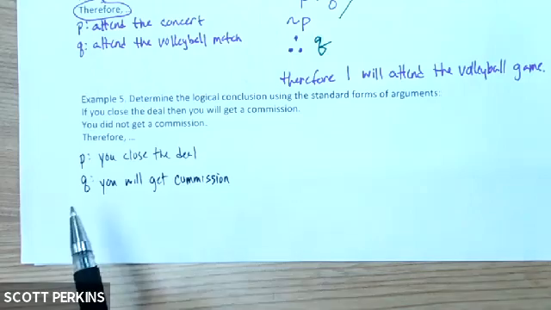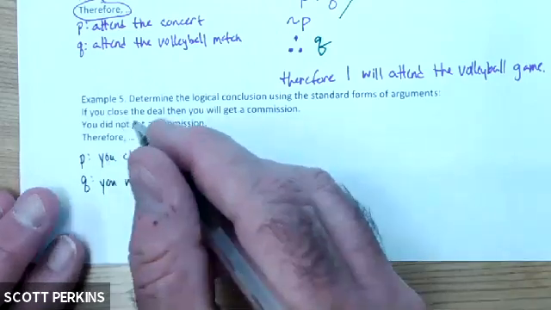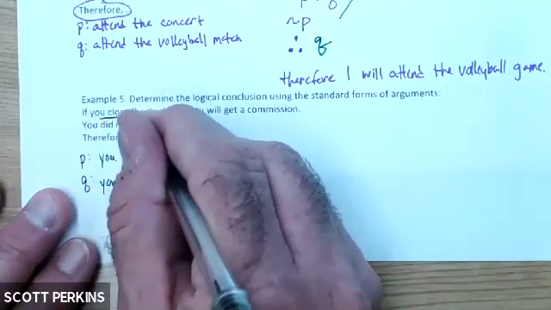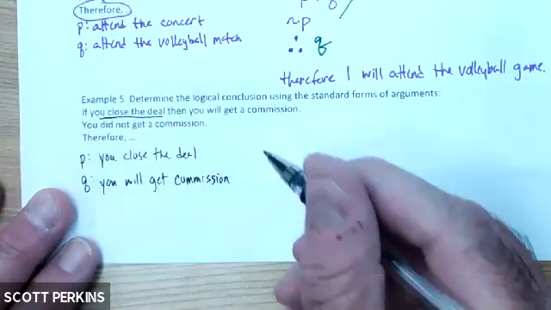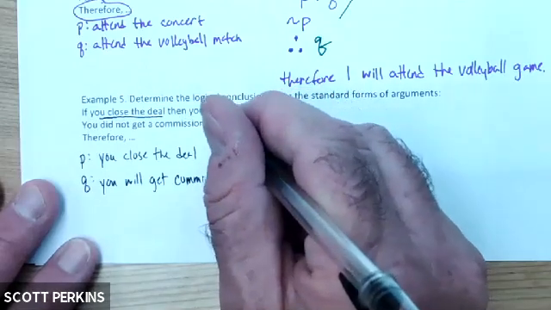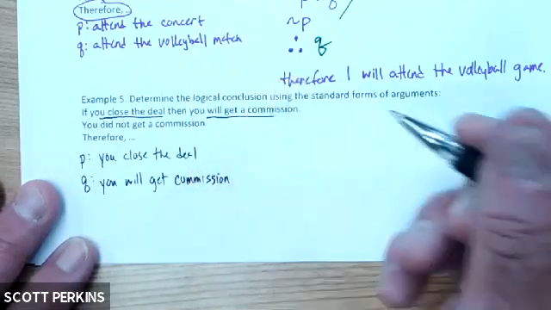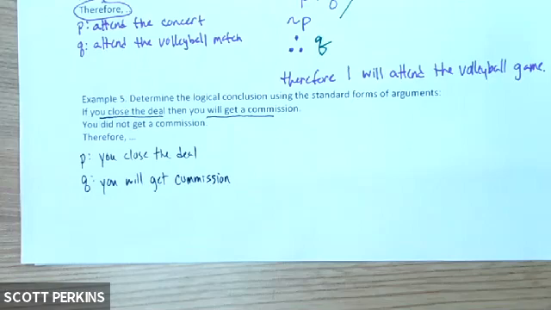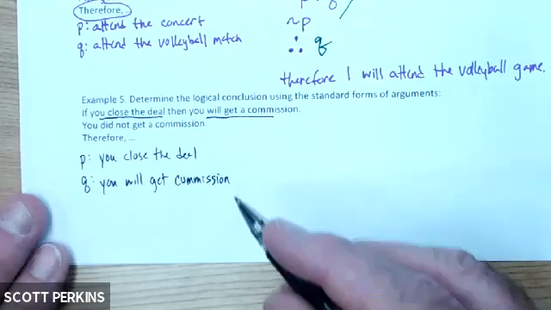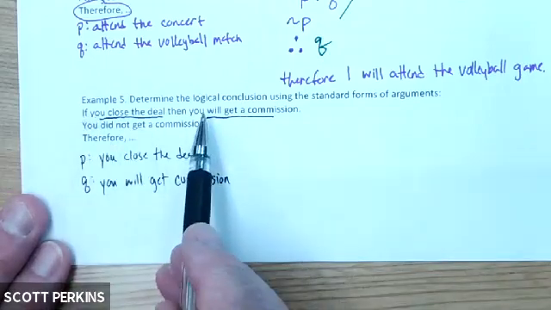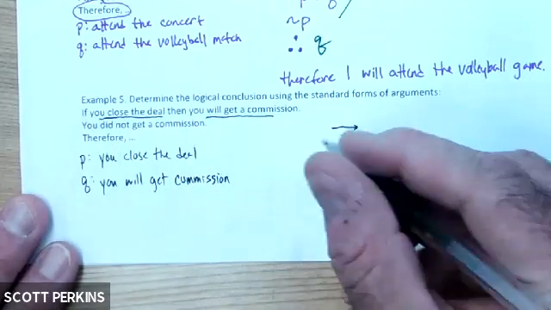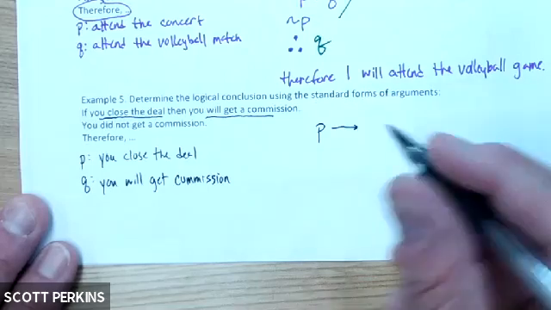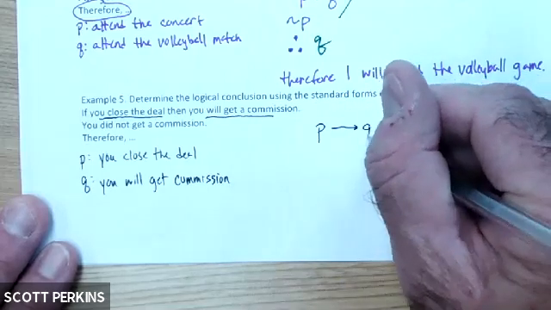All right, so I've defined my simple statement P, my simple statement Q. I've let simple statement P be you close the deal, just from this right here. I let Q be you will get commission. Again, if you define them in the reverse, that's fine. It's not going to affect anything. You'll end up in the same place I end up. So then let's write this symbolically. This is an if-then statement, so it's a conditional statement. So if you close the deal, the P goes on the left, you will get the commission, the Q goes on the right.